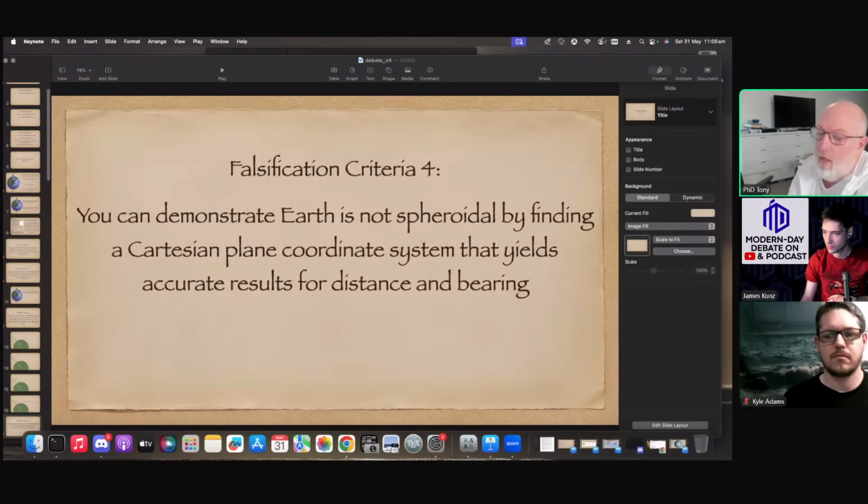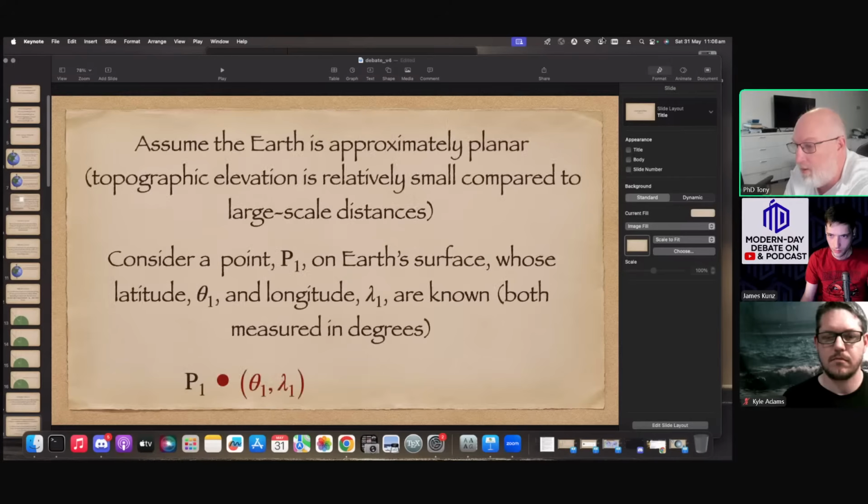111.2 kilometers. Falsification criterion 4: you can demonstrate the Earth is not spheroidal by finding a Cartesian plane coordinate system that yields accurate distance and bearing results. If you can do that, the Earth cannot be spheroidal. Flat earthers have done none of these things. They have an infinite choice of points on Earth's surface. They have been unable so far to find any pair of points or any Cartesian coordinate projection.